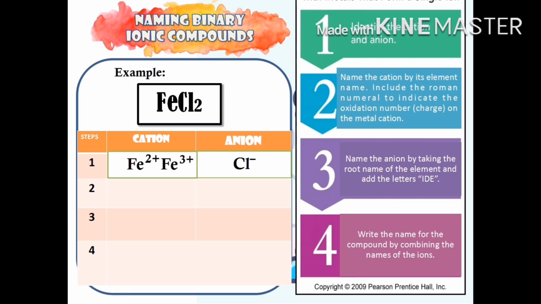In step 2, we have to name the cation by its element name. Include the Roman numeral to indicate the oxidation number or charge in the metal cation. And since our cation is Fe, and Fe is a chemical symbol of what element? Right, it's a chemical symbol of the element iron. And we have to indicate the charge. But we don't know the charge yet. We don't know if this is iron 2 or iron 3.